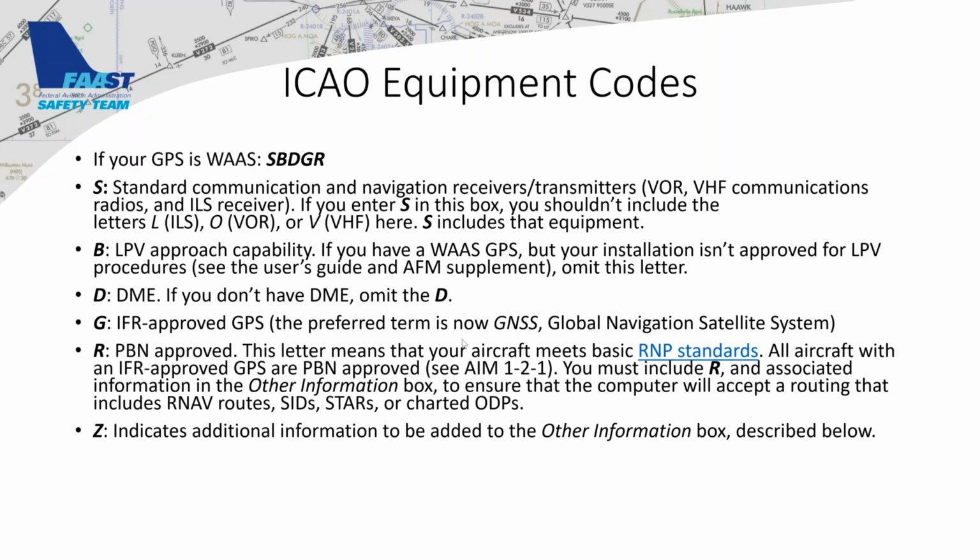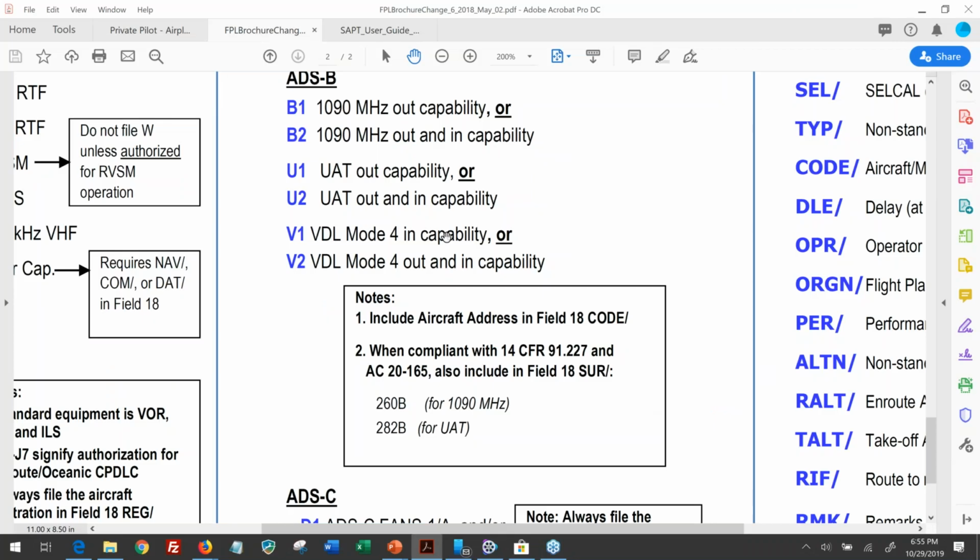So that means your aircraft meets the basic RNP standards. I teach a whole class on what the difference between RNP and RNAV is, but it's kind of complicated. Anyway, you are PBN approved if you have WAAS capability. And then you may or may not have to fill out Z, which indicates you've got other information, which is described in the flight plan brochure.